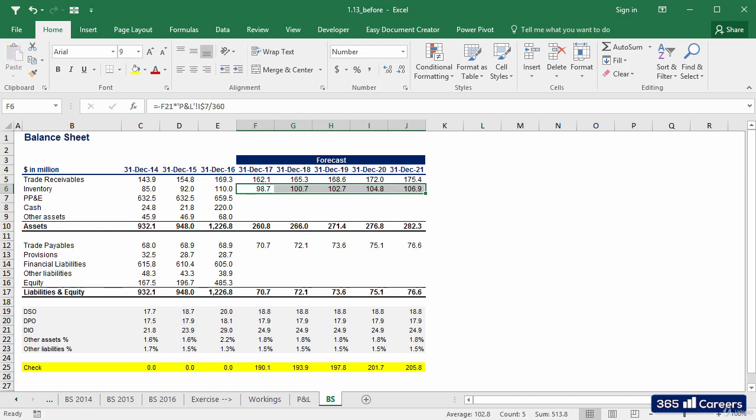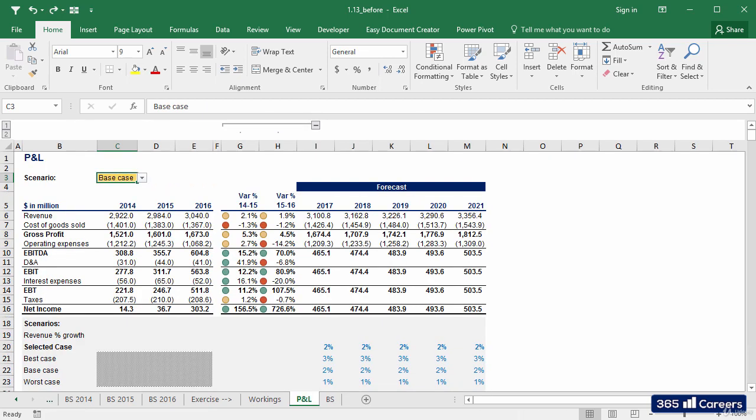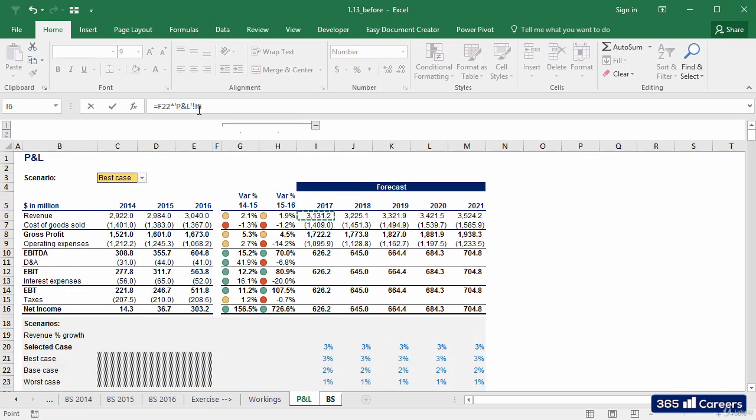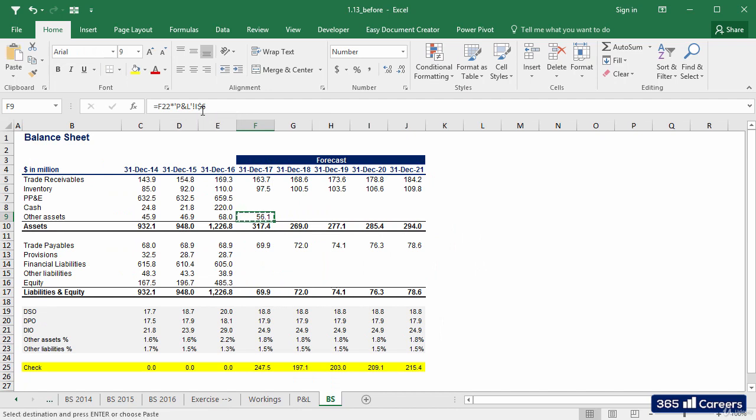These are the projections for trade receivables, inventory, and trade payables. If we select a different scenario, the numbers will change too. Awesome. Let's look at other assets and other liabilities. We only have to multiply the percentage of revenues they will represent in 2017 by the forecasted revenues in that year. Easy, right?